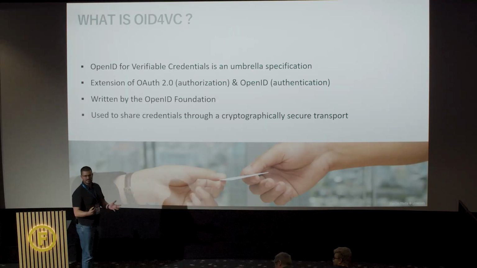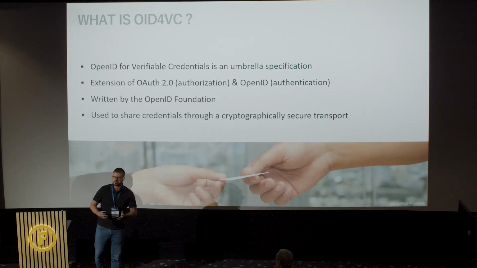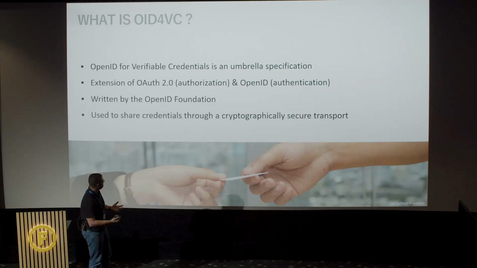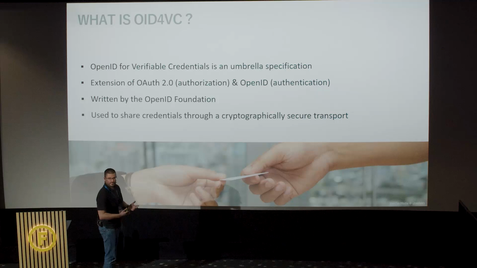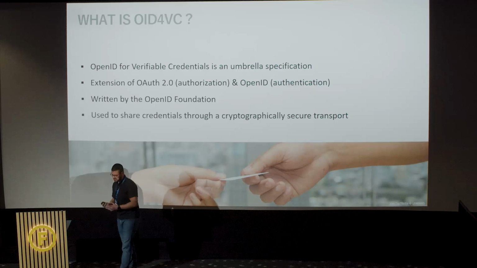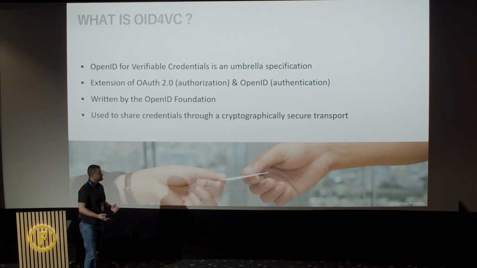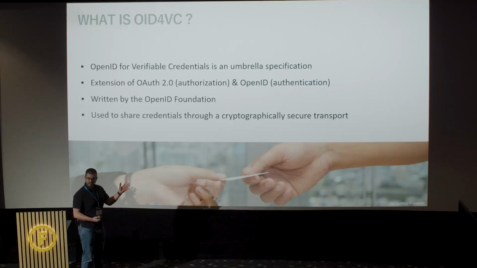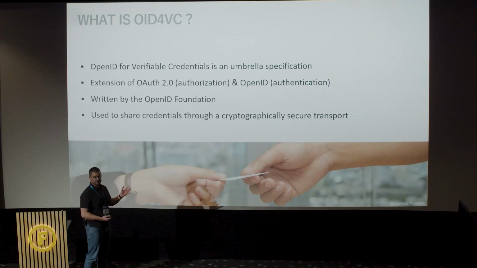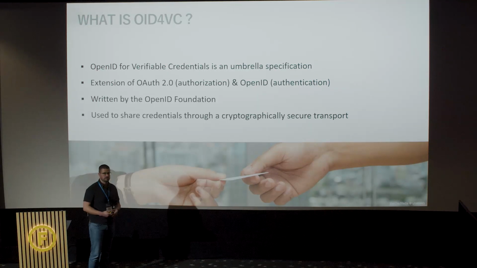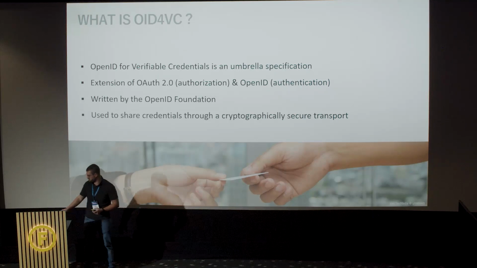So, to start, what is OpenID for VC? It's an umbrella specification. I'll explain in the next slides why I call it an umbrella specification. It is based on OAuth2 and OpenID Connect, sorry. OAuth2 is built for authorization, and OpenID Connect is for authentication. It's a specification that's written by the OpenID Foundation, and it's used to share credentials through cryptographically secure transport.